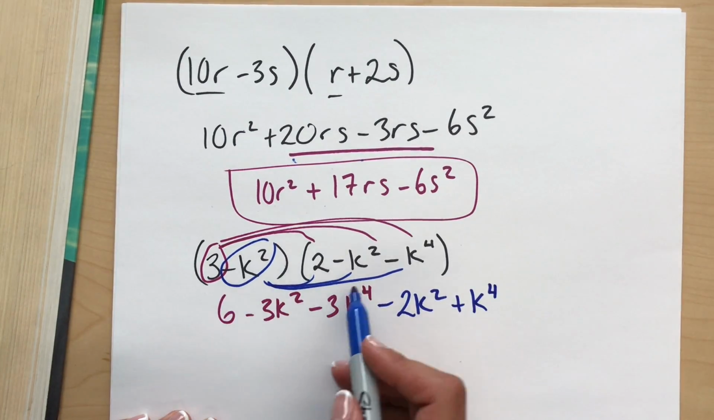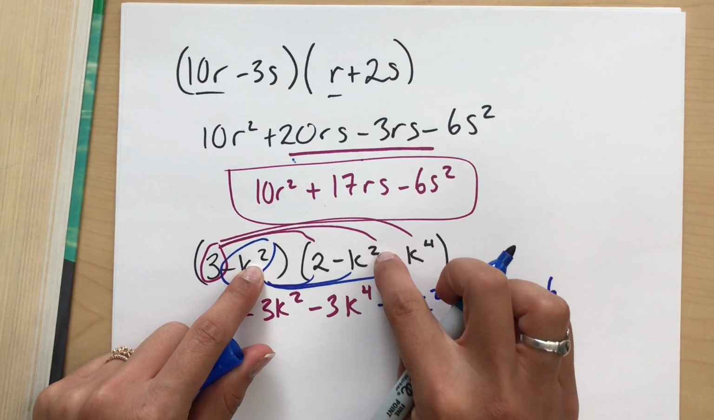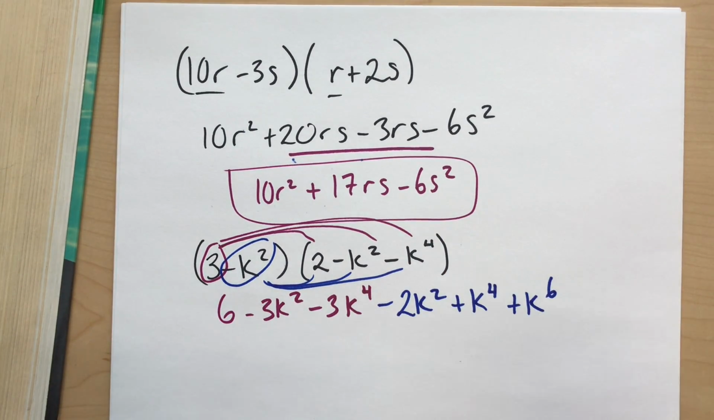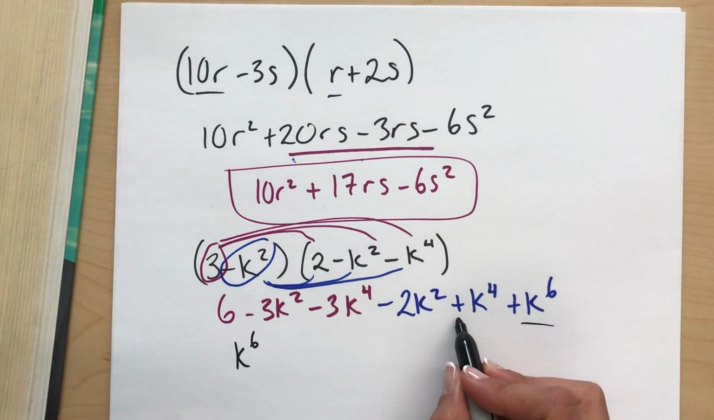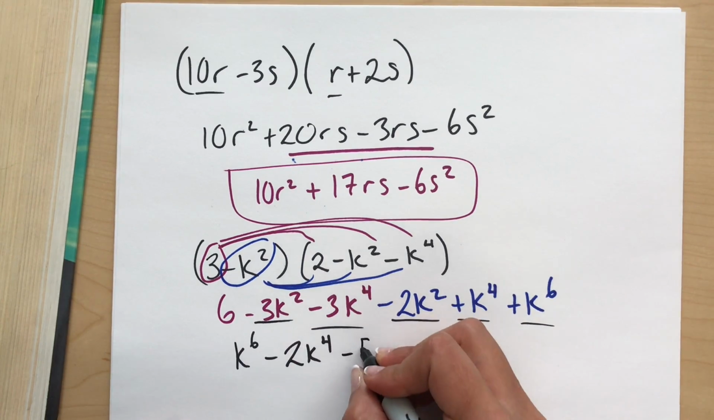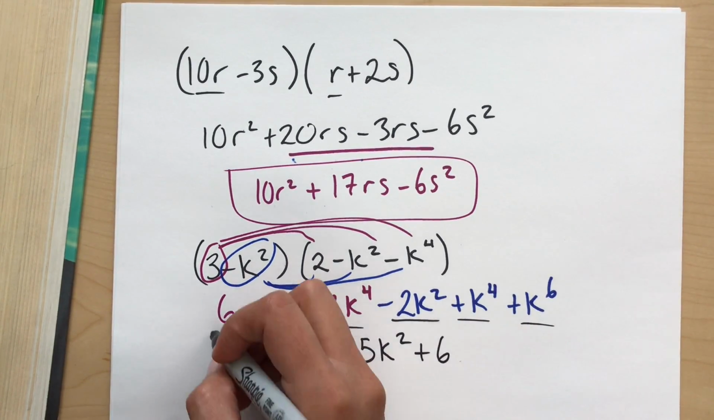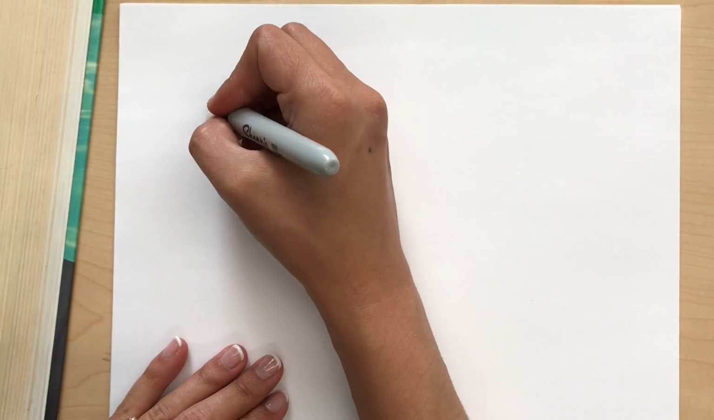So we get negative 2k squared plus k to the 4th, because the negatives cancel, and then plus k to the 6th. Remember that you add the exponents. If you're multiplying k squared and k to the 4th, that would be k to the 2 plus 4, which is k to the 6. Then I'm just going to combine all my like terms, and I end up with this if I write it in order of decreasing degree.